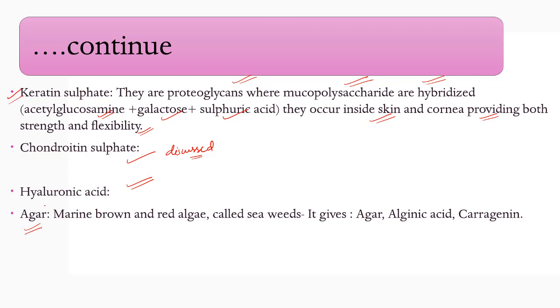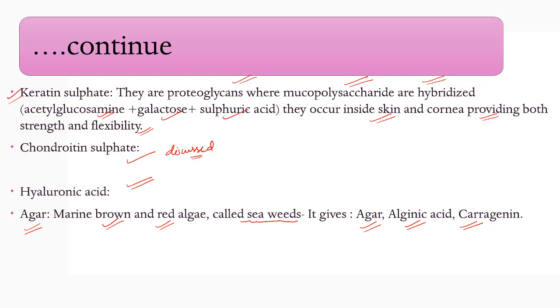Agar is basically obtained from marine brown and red algae, which are known as what? Seaweeds. They give agar, alginic acid, and carrageenan. So agar is obtained from marine brown algae and red algae known as seaweeds. They also give alginic acid and carrageenan along with agar. Understood?